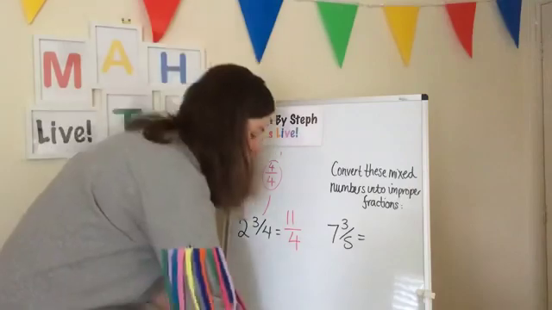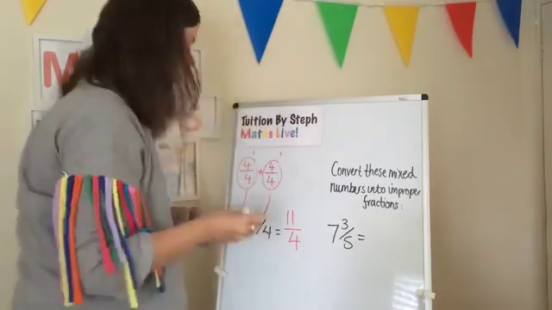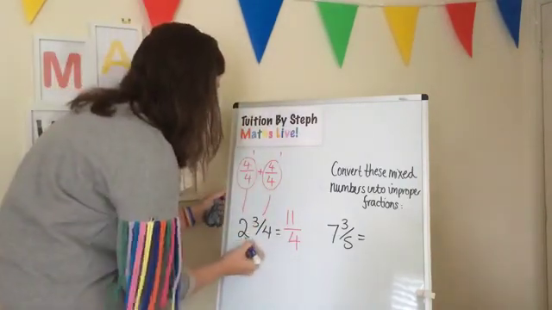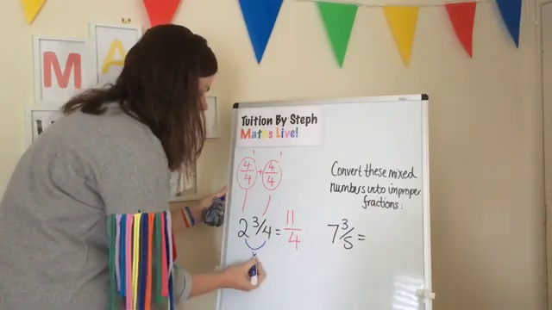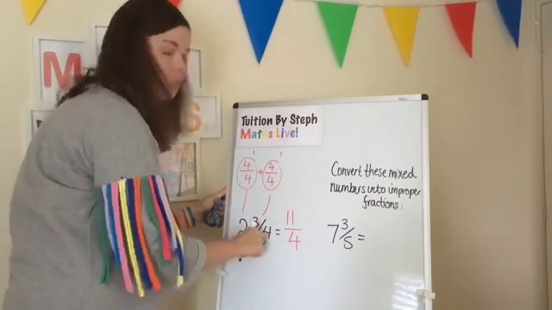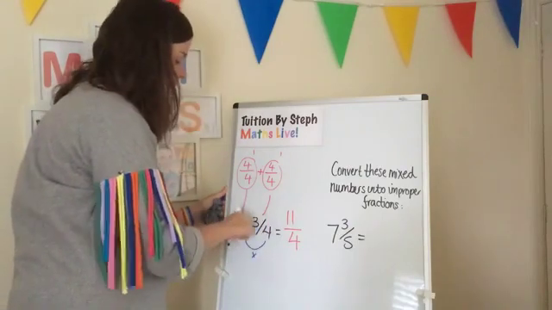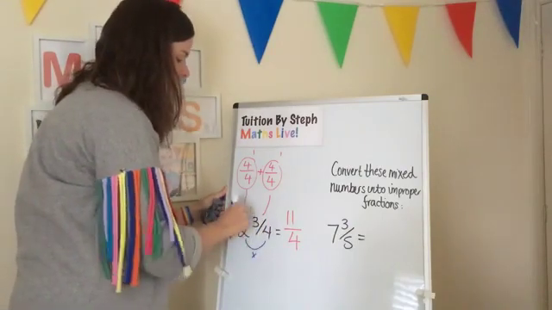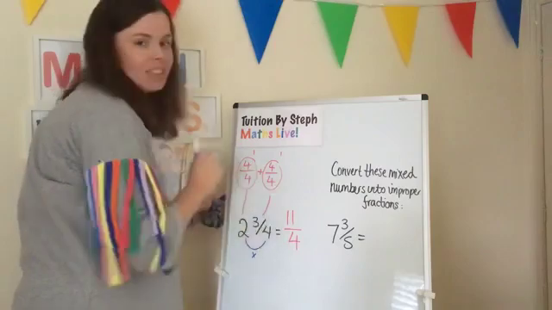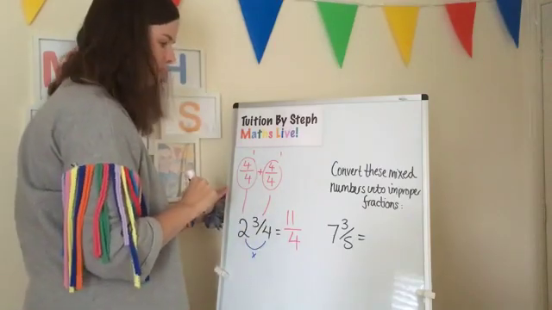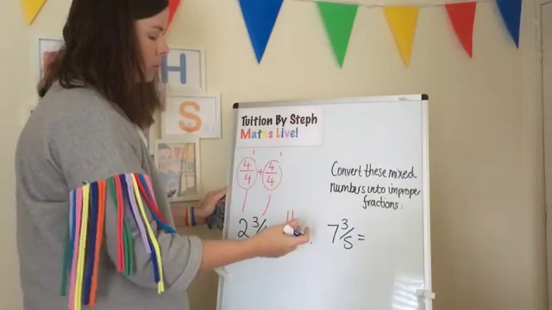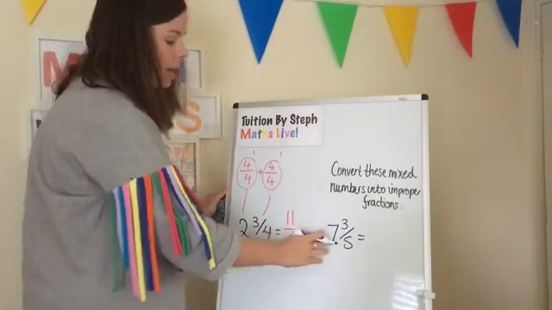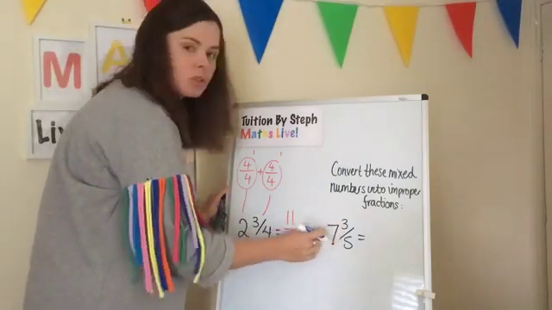Okay. Now the other way of doing it that I showed you was that you can multiply the whole number by the denominator. So you multiply those together. 2 times 4 is 8. And if you add the numerator, 8, 9, 10, 11. And you get the same answer. Now we're doing it the same way around this time, so we're converting the mixed number into an improper fraction. So let's do it the short way.